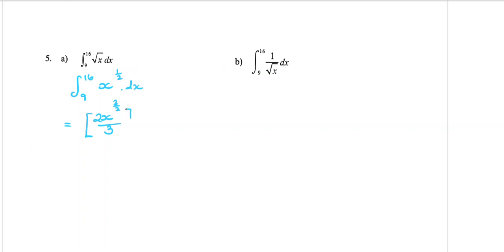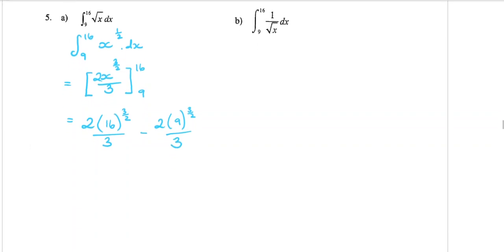Yes, we okay? Between 16 and 9. All right, then we are subbing numbers in. We have 2 times 16 to the power of 3 over 2 over 3. Then we are minusing, sub in the 9. So 2 times 9 to the power of 3 over 2 over 3. And then you can just type that in your calculator from there. So I just type in. We're going to practice.